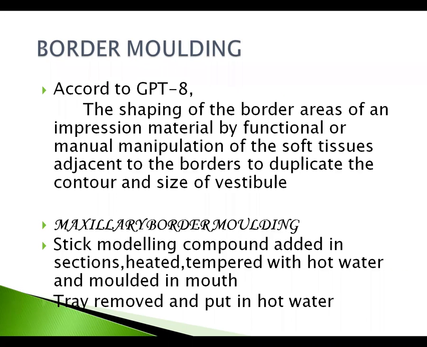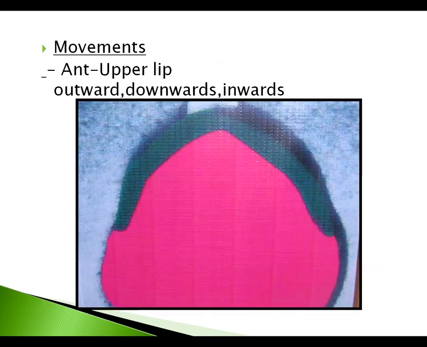Then coming to border molding, which is defined, according to GPT, as the shaping of the border areas of an impression material by functional or manual manipulation of the soft tissues adjacent to the borders to duplicate the contour and size of the vestibule. For the maxillary border molding, stick modeling compound is added in sections, then heated, tempered with hot water and molded in the mouth. The tray is removed and put in hot water.